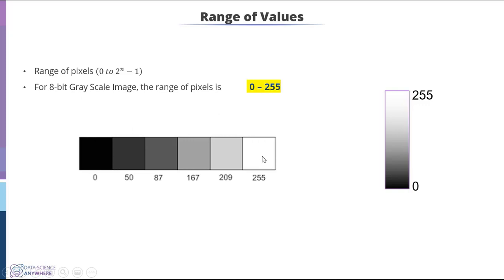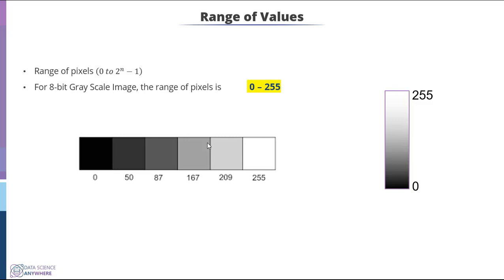Here I have shown the different values and the colors associated with them, particularly for the grayscale image. Grayscale means black and white image. 0 is black, 255 is white in color, and in between you can see the intensity of the gray color.